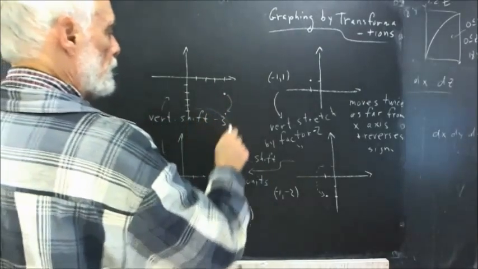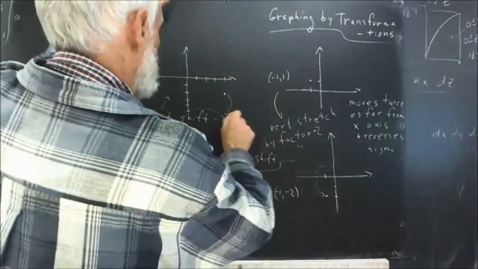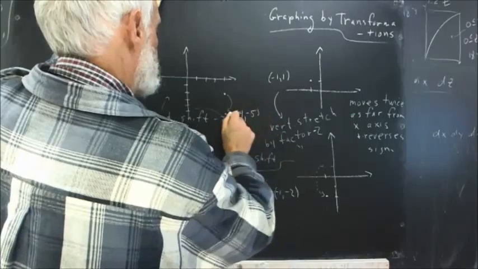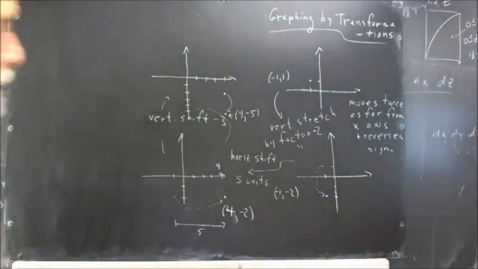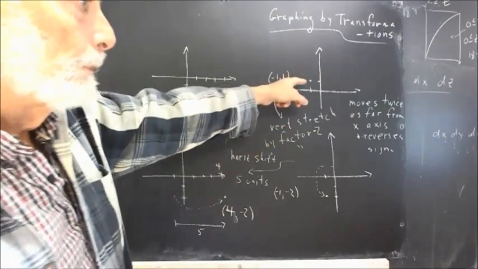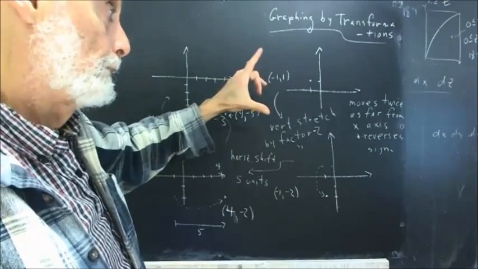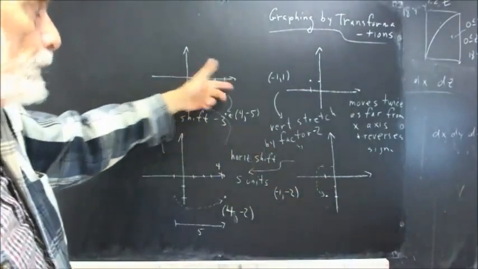Now my labeling is getting confused with my graph, but you should be able to see this point and understand that that's then the point for 4, -5. Okay, so we've taken this point, we vertically stretched it. Now when you stretch, you multiply. When you shift, you add. Of course, if you shift by a negative, you add a negative.